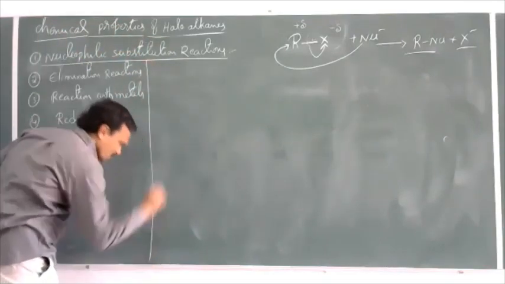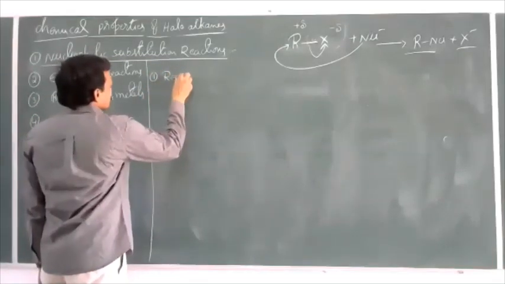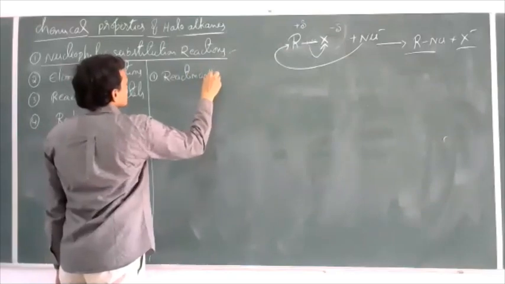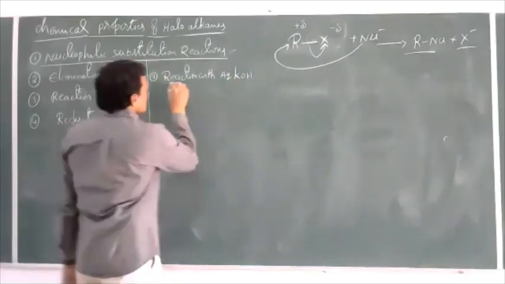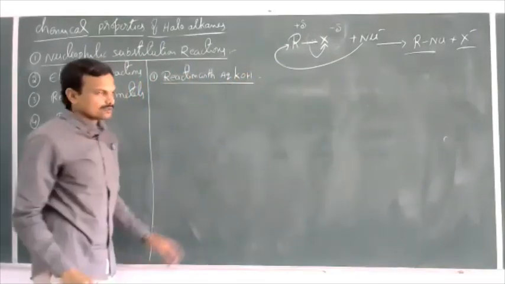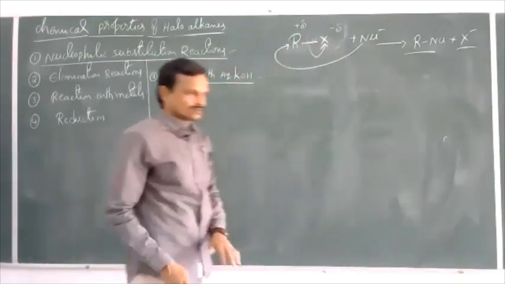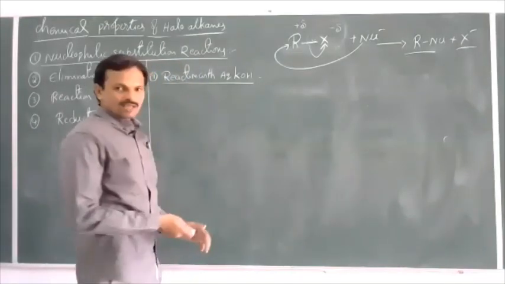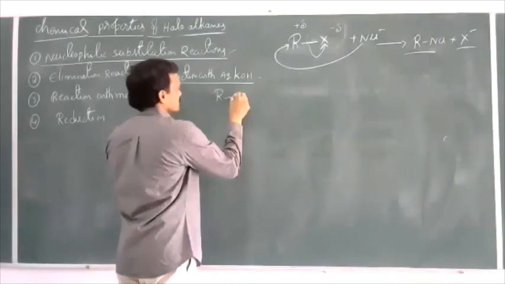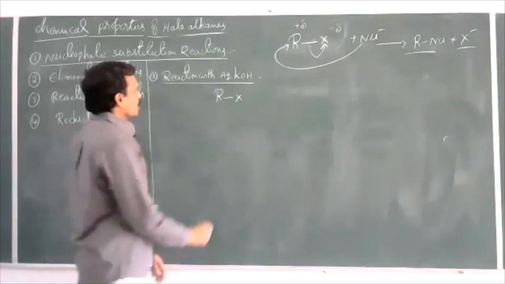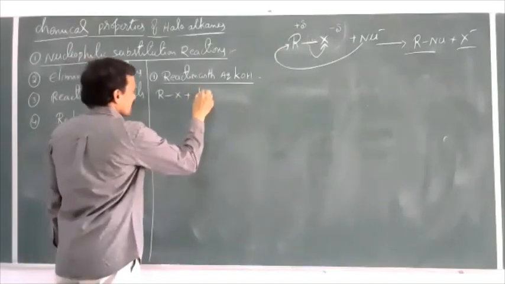Now let us see some nucleophilic substitution reactions. First one, reaction with aqueous KOH. In all these reactions, the nucleophile produced from the reagent we are taking replaces X minus. That's all. All reactions are similar. Now let's see the reaction with aqueous KOH. First I'll write the general equation and then we'll go for an example. R-X plus aqueous KOH.